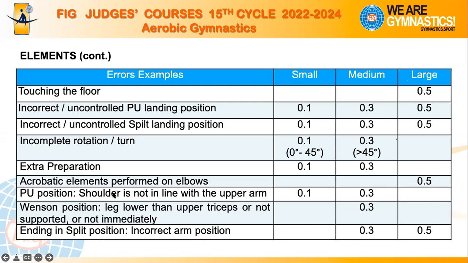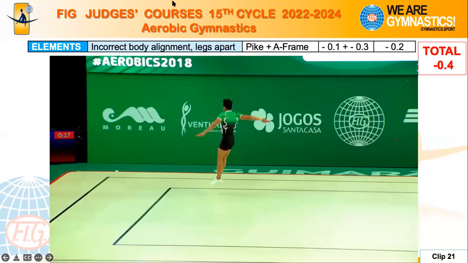Push-up position. Shoulders not in line with the upper arm, depending on how deep, 1 or 3. Wenson position, leg lower than upper tricep or not supported, or not going to Wenson position immediately, then you go medium error. Ending in split position or incorrect arm position, 3 or 5. Okay, so just to give you the elements: body alignment and legs apart, pike plus A-frame, small and medium.